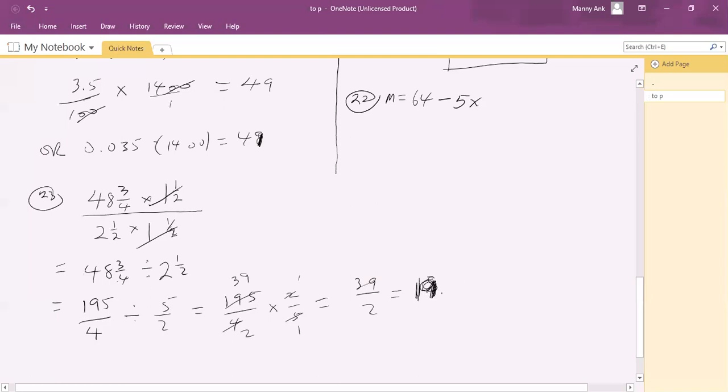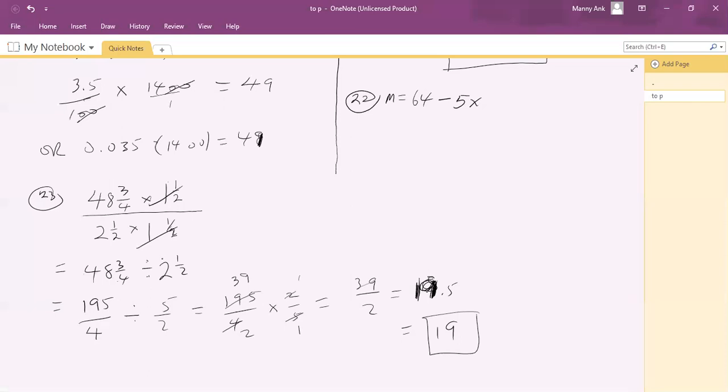19.5, right? 19.5. But then you're dealing with labels. So you cannot have half of that. So 19 is the number of, so that's correct. 19. But you can make your life easy if you cross out the common factor that you have. For this and that common factor, cross that out. Then you only divide the two numbers. You want to save time.